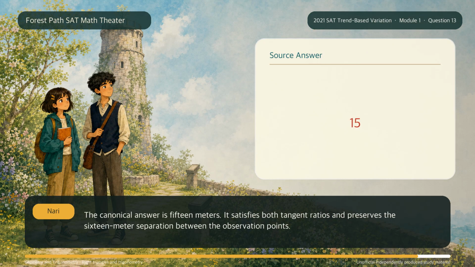The canonical answer is 15 meters. It satisfies both tangent ratios and preserves the 16-meter separation between the observation points.